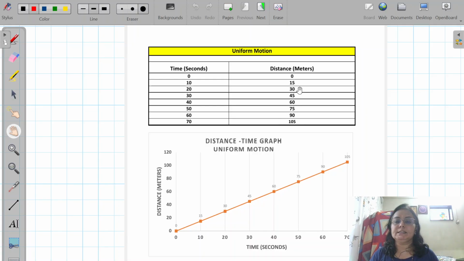So the distance is changing by 15 meters every time the time increases by 10 seconds. So this graph which we have plotted here with respect to distance and time is a straight line. For every 10 seconds change in time, there is a 15 meters change in distance. If we plot this on Excel or on a graph sheet, we get this straight line. This is called uniform motion. When an object covers equal distances in equal intervals of time, it is moving with uniform motion.